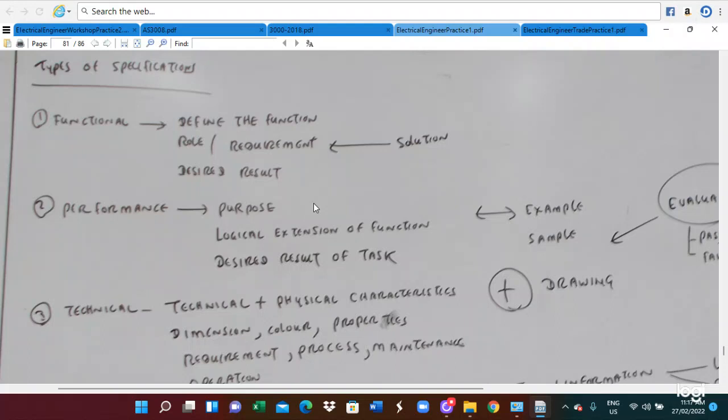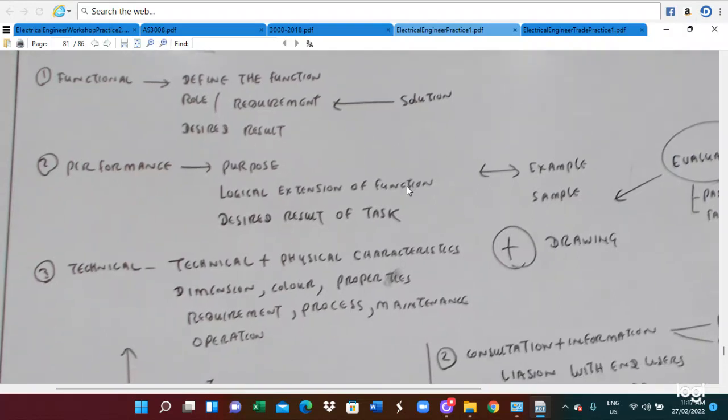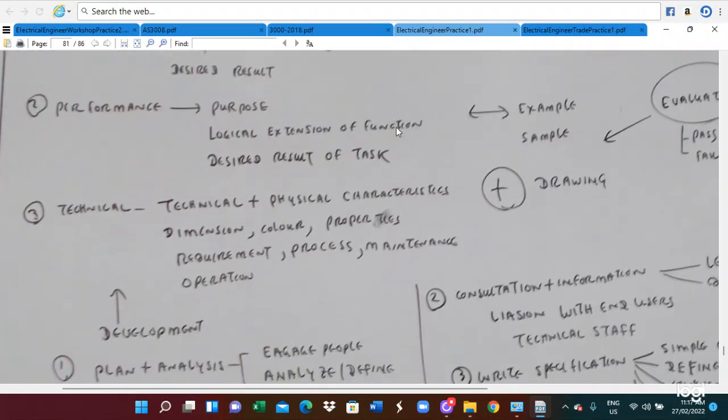Is the application performance alright? By evaluation you can pass it, but it cannot perform, it will fail. So this is a performance application based on the purpose. And technical specification depends on the technical and physical characteristics, dimensions. Those are the technical aspects.